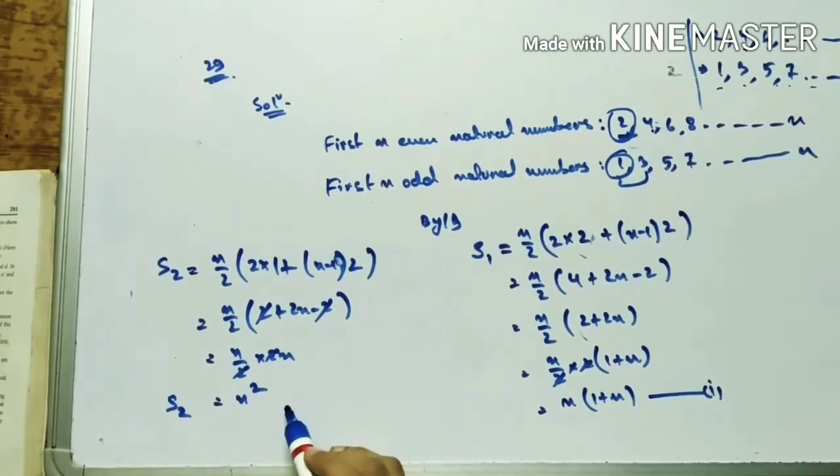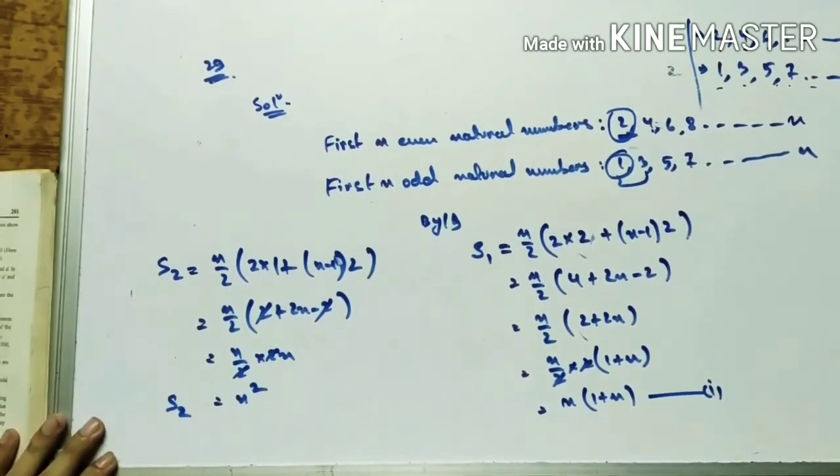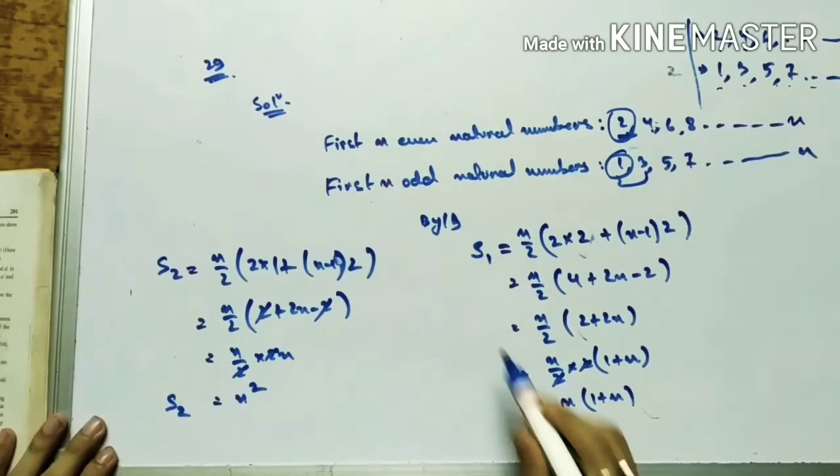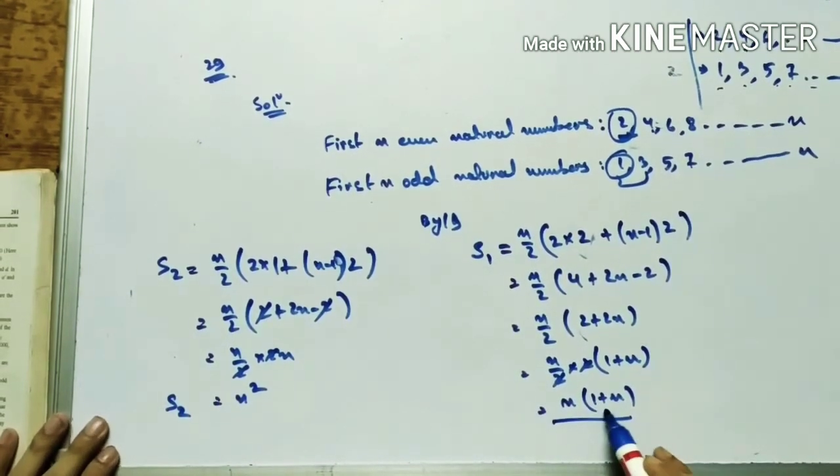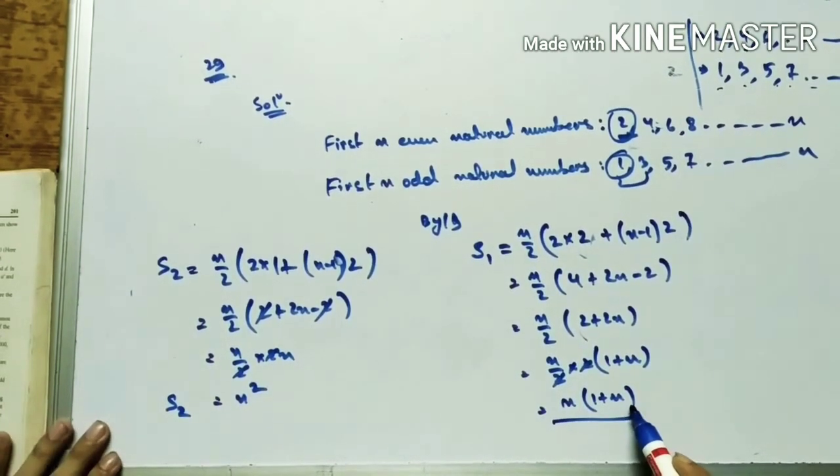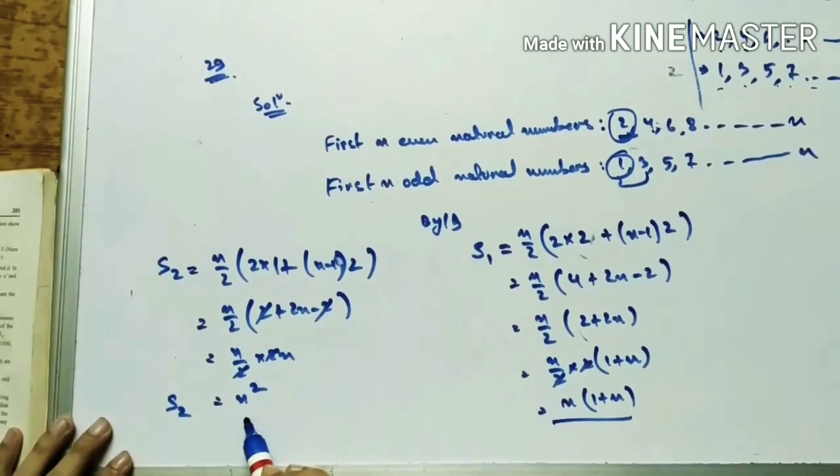Okay, S2, how much do you get? You get n square. This is equation 1 that I am going to write. S1 you get n, this is n, 1 plus n, and S2 is equal to n square.